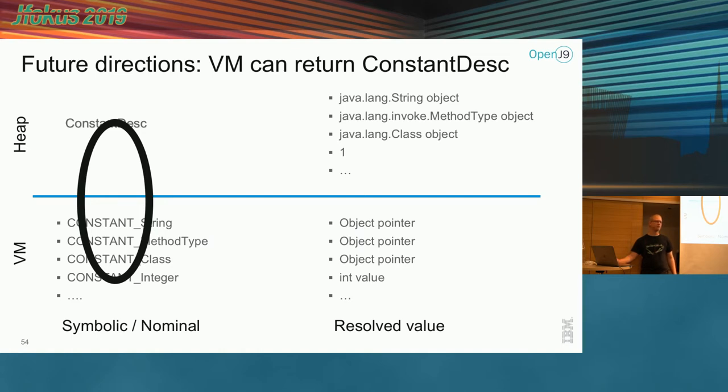Likely it'll be new signatures for constant bootstraps and for invokedynamic that'll let you get a set of constant descriptors. And the interesting thing about this is it means that you can start to encode things that are not resolvable into your bootstrap methods. So you can encode, you know, methods or classes or other things that you can't actually resolve because all you needed was the symbolic information because you're going to pass it around to somebody else. That's one piece to be looking at.